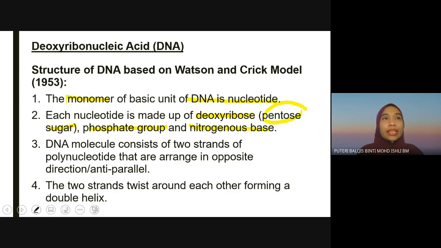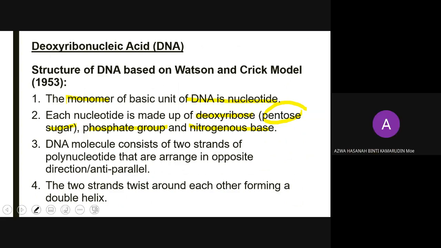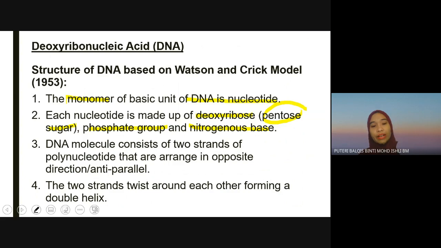Okay, what is the pentose sugar for RNA? Azwa, what is the pentose sugar for RNA? Ribose. Ribose, very good. So DNA molecule consists of two strands of polynucleotide that arrange in opposite direction. Ataupun kita cakap DNA is anti-parallel.